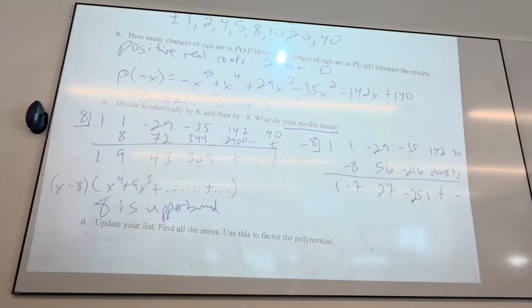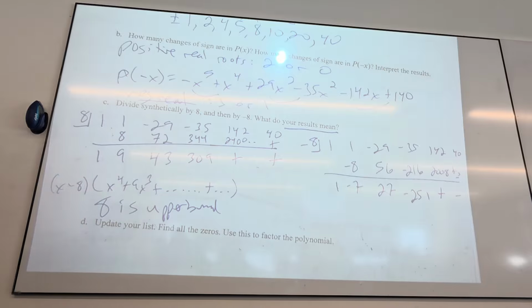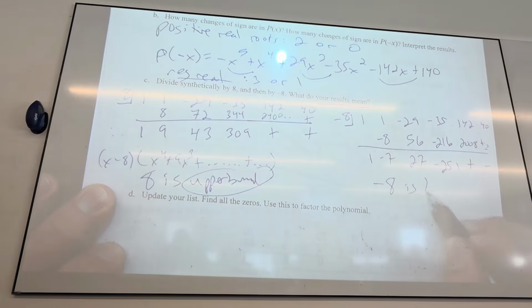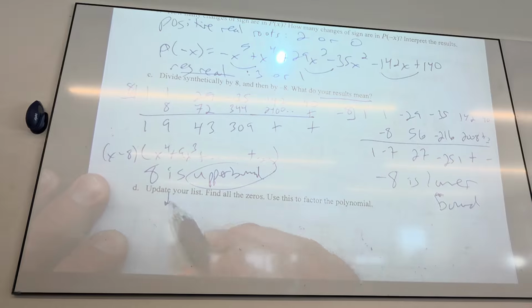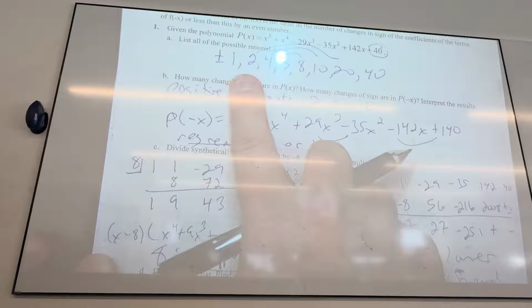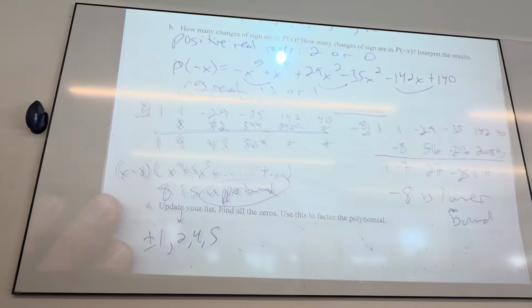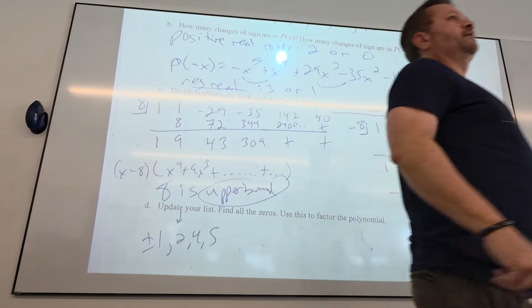So what does my list of possible roots look like? Did 8 or -8 work? No, so we can kill those. And then we also found out that's an upper bound and that's a lower bound. So nothing above or below those works. Can somebody figure out what the new list is? Positive or negative 1, 2, 4, and 5. Yes. Much, much, much smaller than it was before.